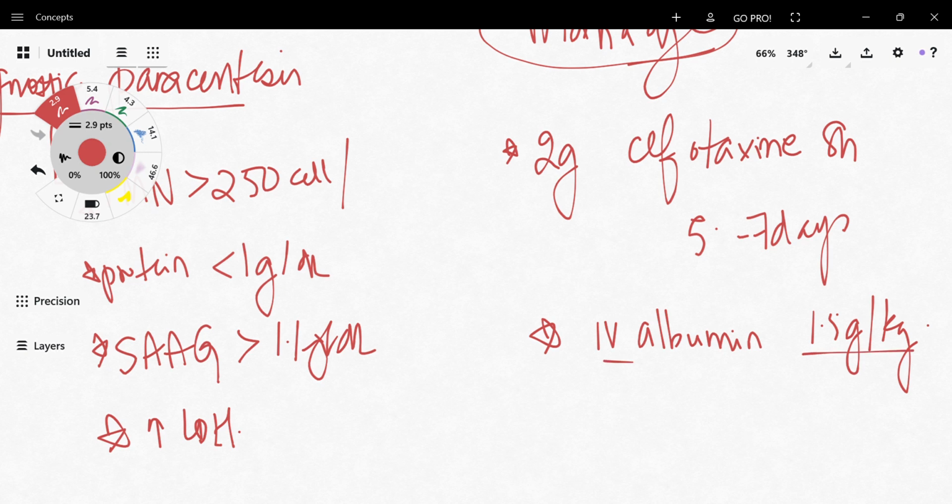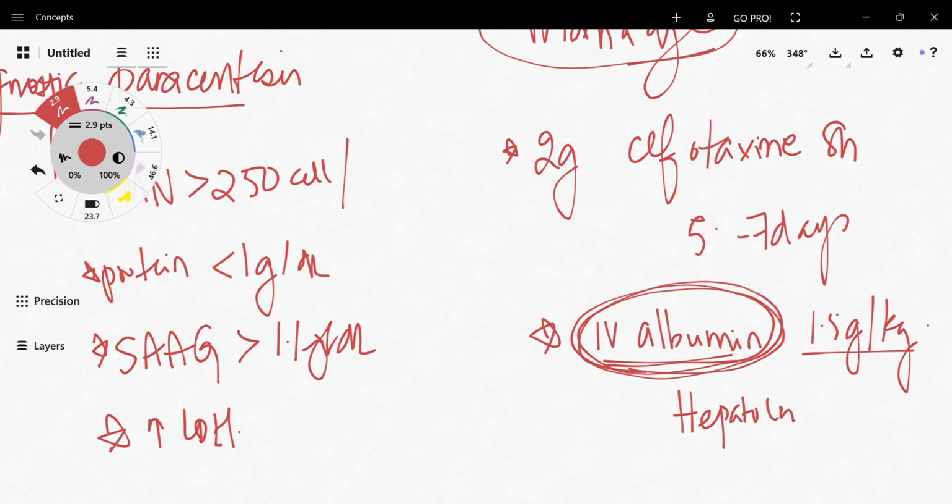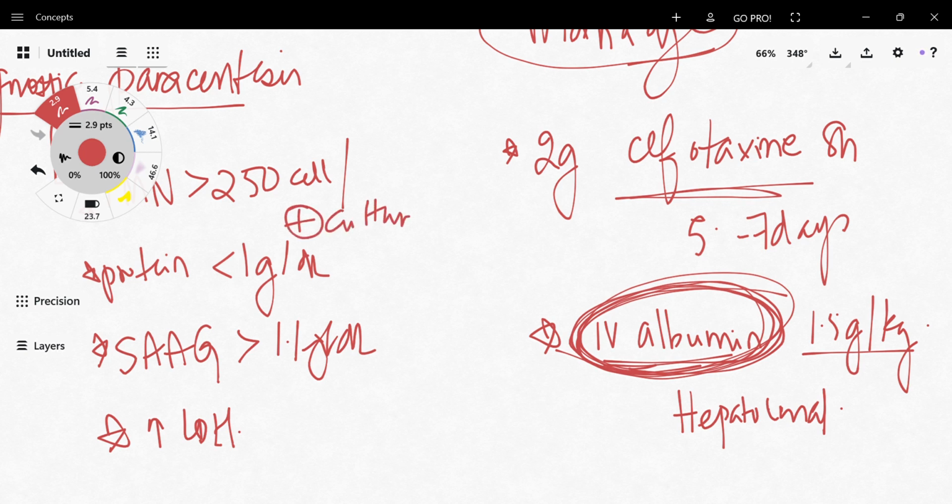I will touch upon this also as well, because I want to talk a little bit about hepatorenal syndrome. This is mainly to prevent that from developing. So that's going to be cefotaxime and IV albumin. In this, you're also going to get a positive culture, and usually the organisms that you're going to detect are going to be gram-negative enterics like E. coli and Klebsiella. So that's one more thing that I forgot to mention.